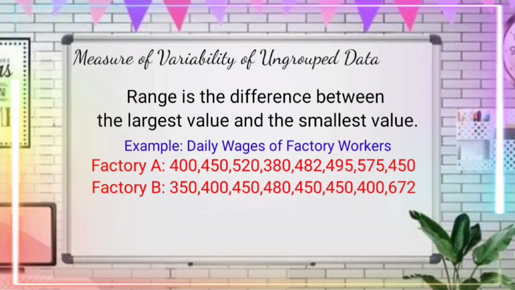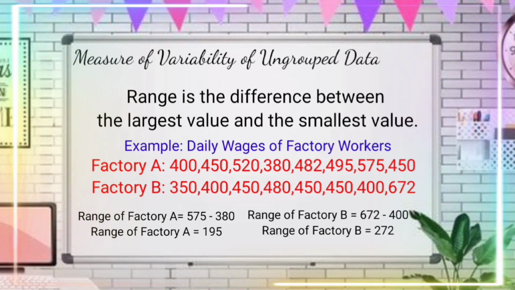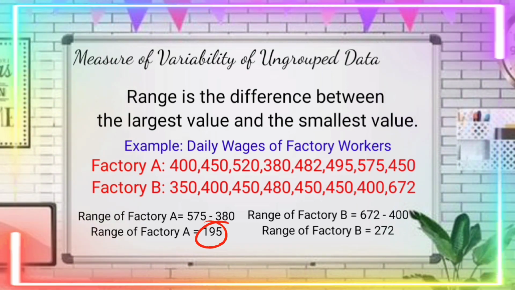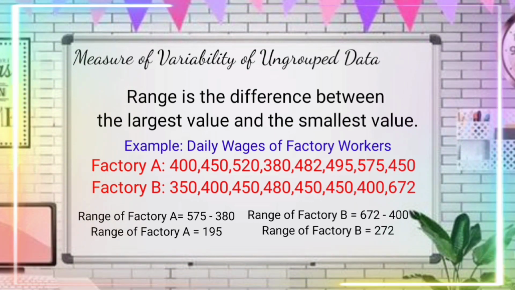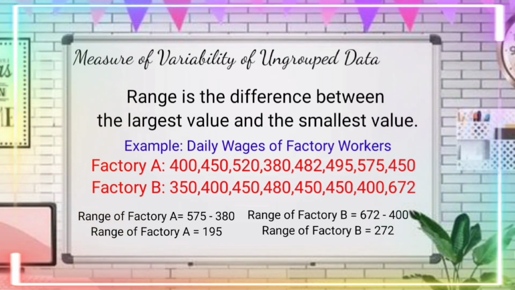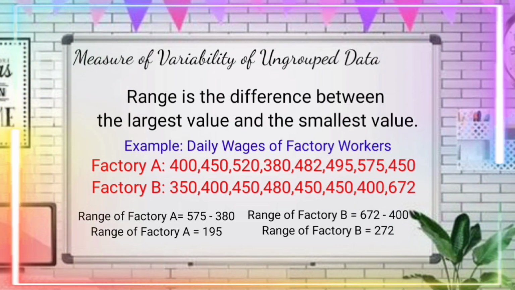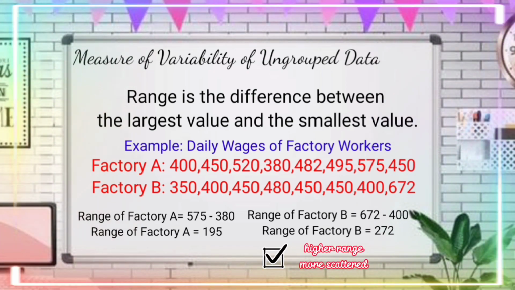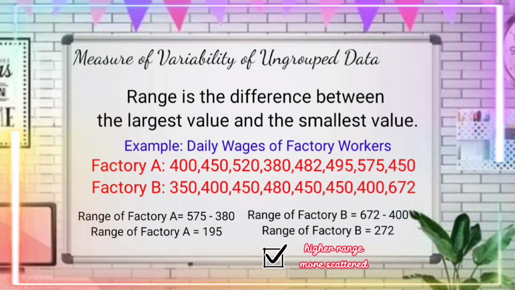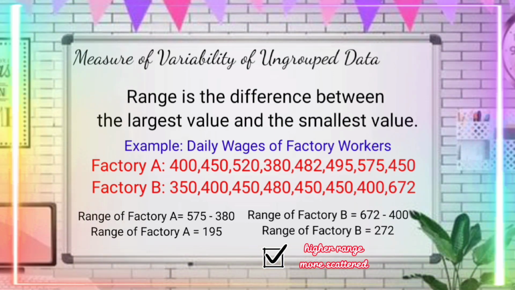Let's have another example: the daily wages of factory workers. As you can see, the range of factory A is 575 minus 380, which is 195, while the range of factory B is 672 minus 400, and that is 272. Comparing the two wages, you will note that wages of workers of factory B have a higher range than the wages of workers of factory A. This tells us that the wages of workers of factory B are more scattered than the wages of workers of factory A.